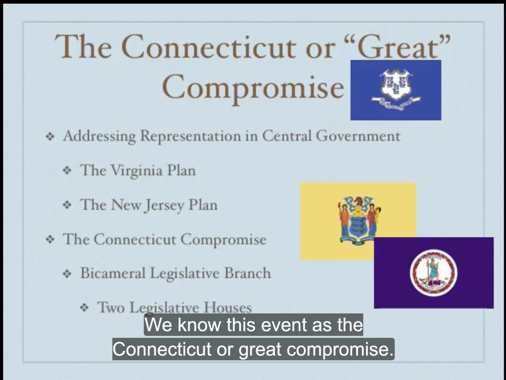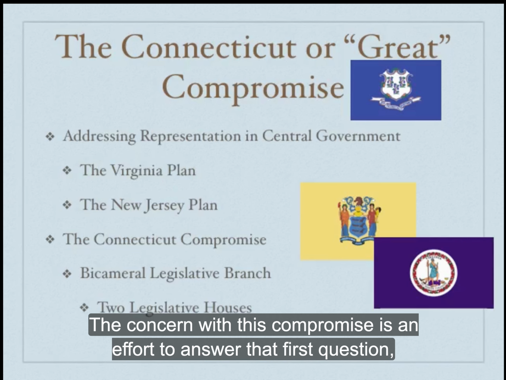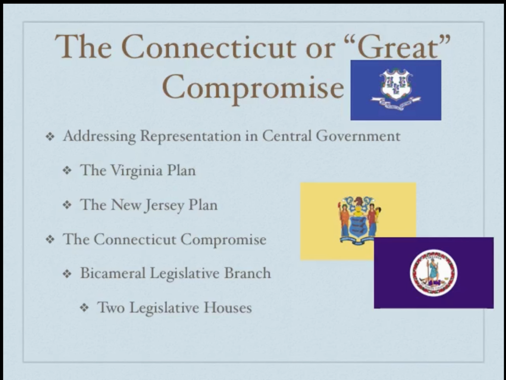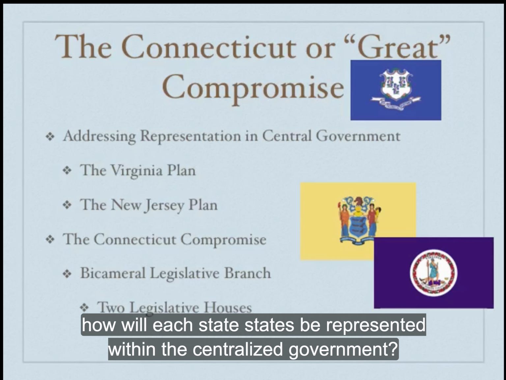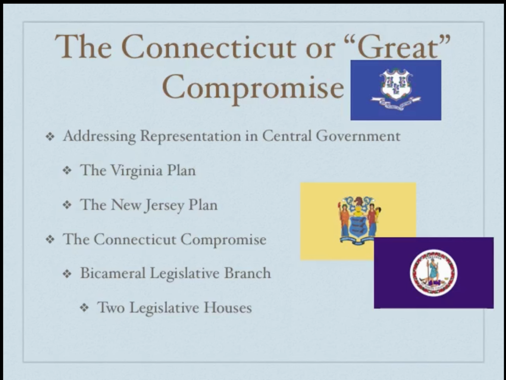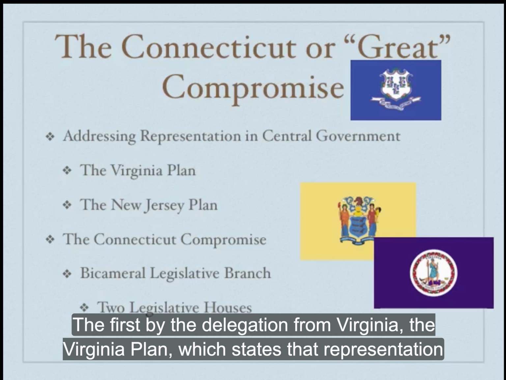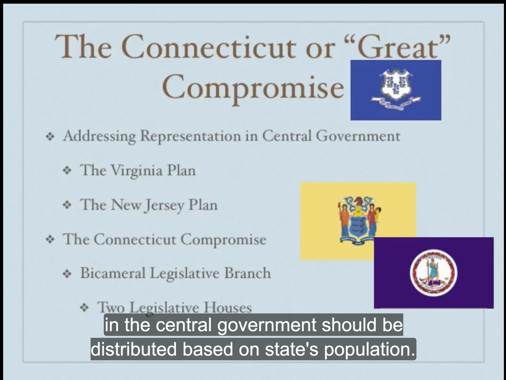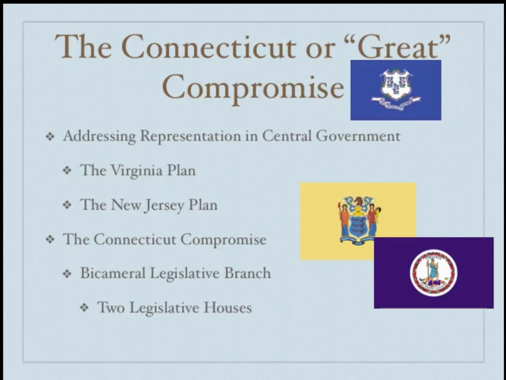We know this event as the Connecticut or Great Compromise. The concern with this compromise is an effort to answer that first question. How will each state be represented within this centralized government? Two plans are proposed addressing representation. The first by the delegation from Virginia, the Virginia Plan, which states that representation in the central government should be distributed based on states' population.